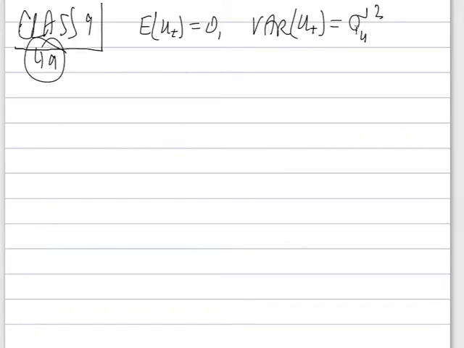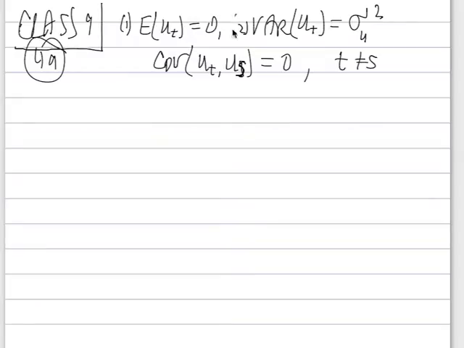So let U be a random variable with expected value equal to 0, variance equal to sigma squared. And keep this in mind, the covariance of U_t and U_s is 0, where t is not equal to s. So what is the implication of this last condition? We have conditions 1, 2, 3, and we are given a model.